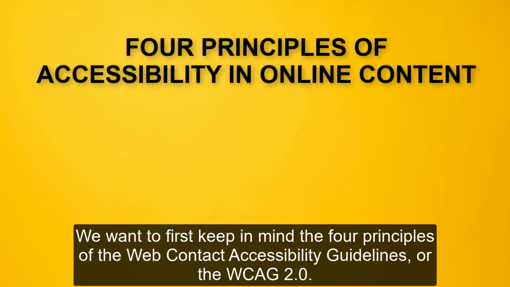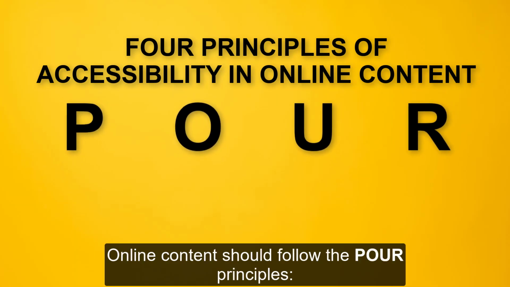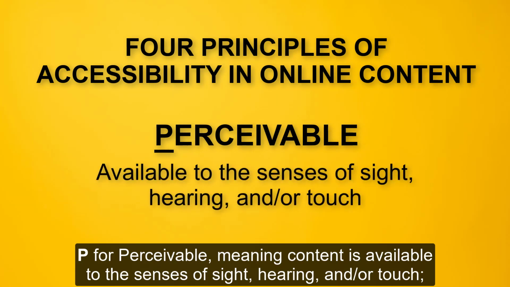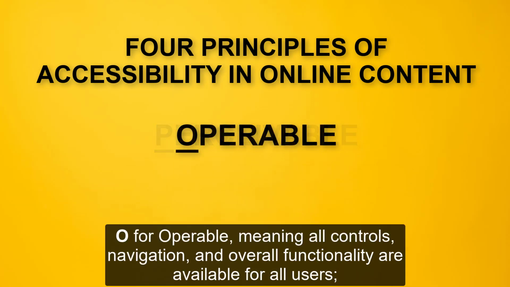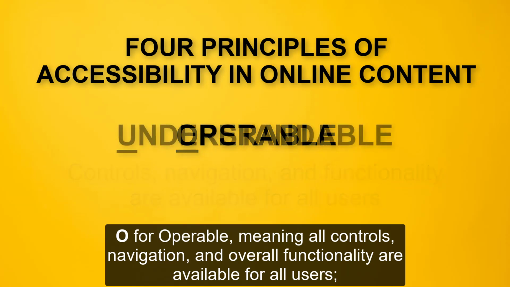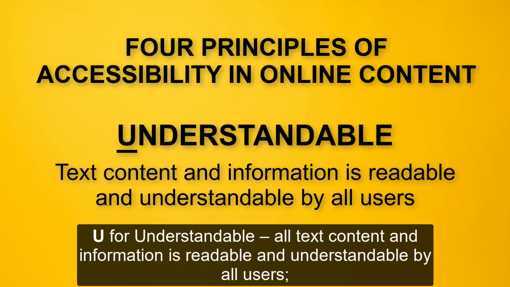We want to first keep in mind the 4 principles of the Web Content Accessibility Guidelines, or the WCAG 2.0. Online content should follow the POUR principles. P for perceivable, meaning content is available to the senses of sight, hearing, and/or touch. O for operable, meaning all controls, navigation, and overall functionality are available for all users. U for understandable. All text content and information is readable and understandable by all users.